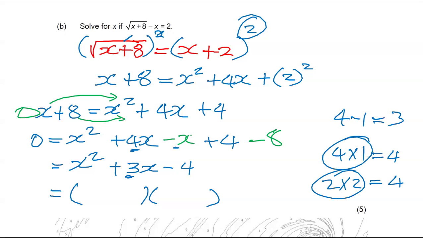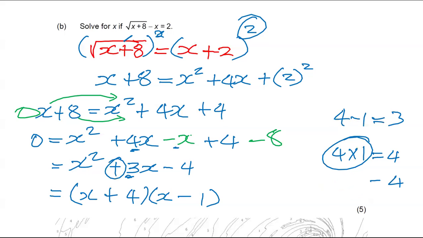So in each bracket, I will have x and x. The factors of 4 will be 4 and 1. Now you need to understand that between 4 and 1, the bigger one will take the sign of the middle term, which is plus. So the first bracket will take the positive sign and the second bracket will take the negative sign. I have discussed this in question 1 when we have factors like this.